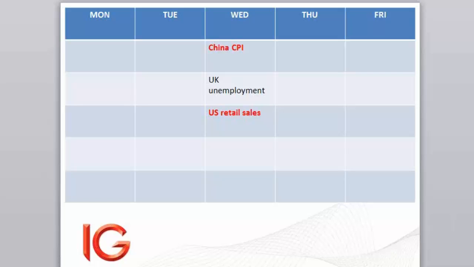And later at night, we've got US retail sales. The market consensus forecast is for a decline of just 0.2%. So any better numbers than a dip of 0.2% will be good news for US indices and any dollar crosses.